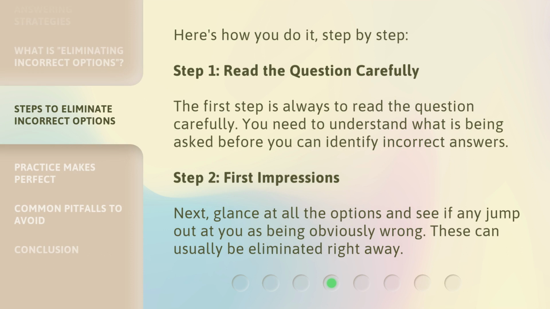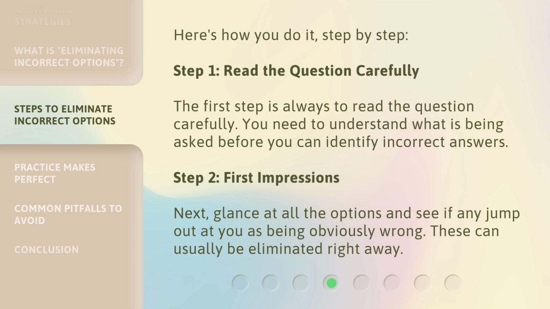Here's how you do it, step by step. Step 1. Read the question carefully. The first step is always to read the question carefully. You need to understand what is being asked before you can identify incorrect answers.